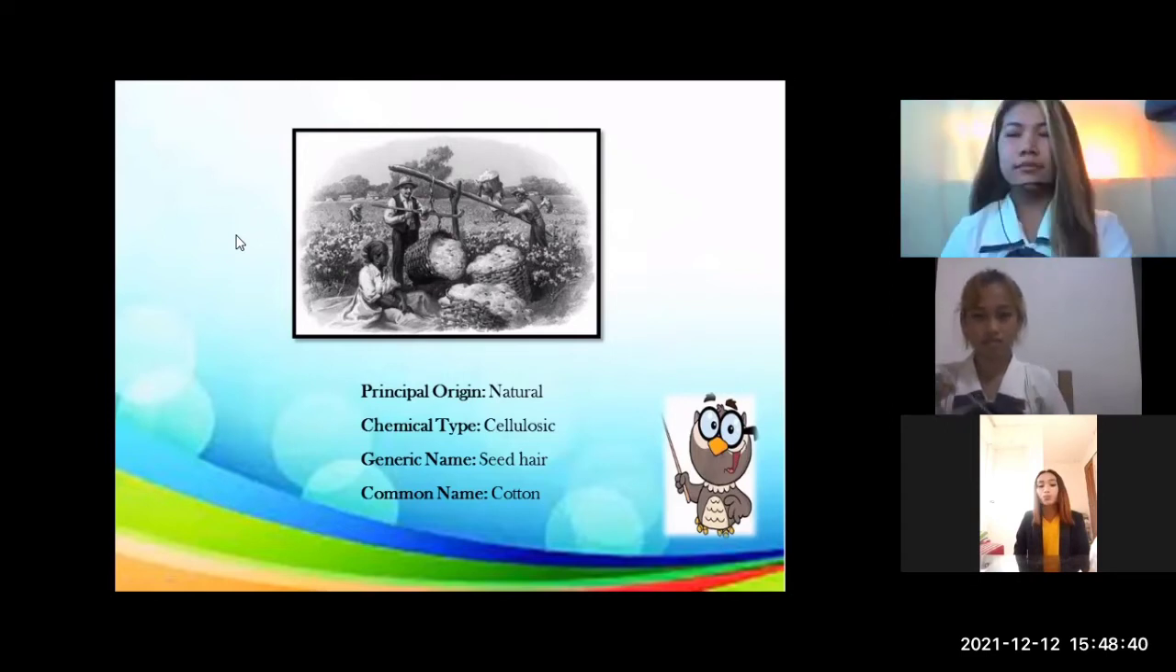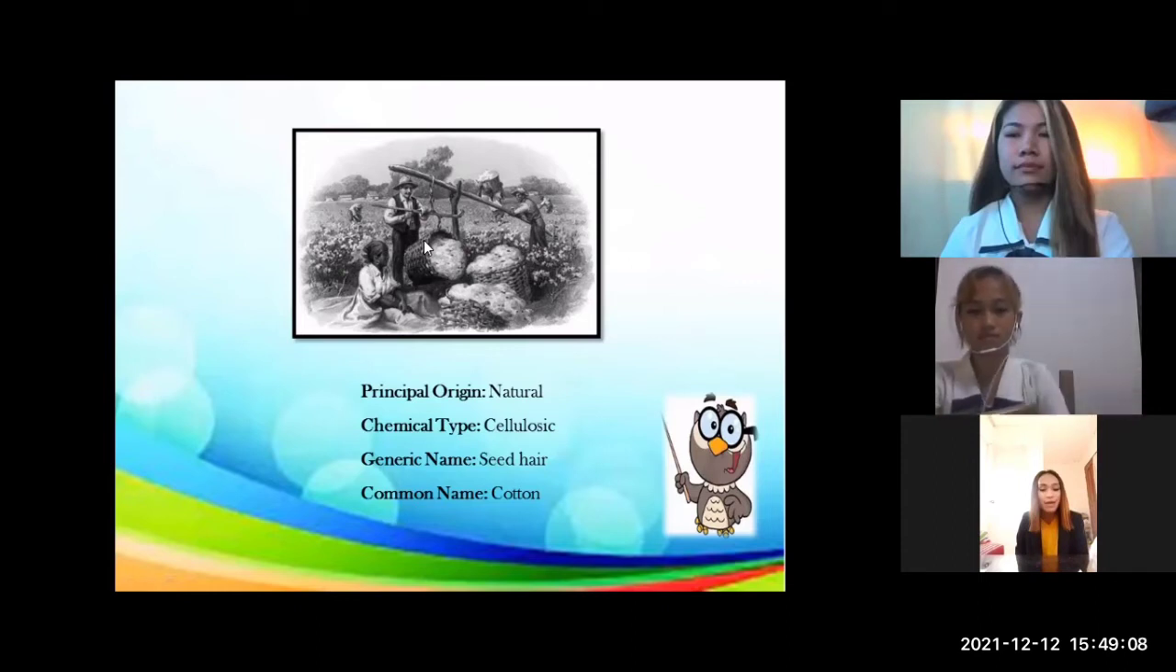So smaller quantities of carbon are converted into a wide variety of products such as cellophane and rayon. Next is the generic name, which is the seed hair. The seed hair, or the cotton fiber, reaches a maximum length of about 6 centimeters, or 2.5 inches. The long fiber variety is known as lint.